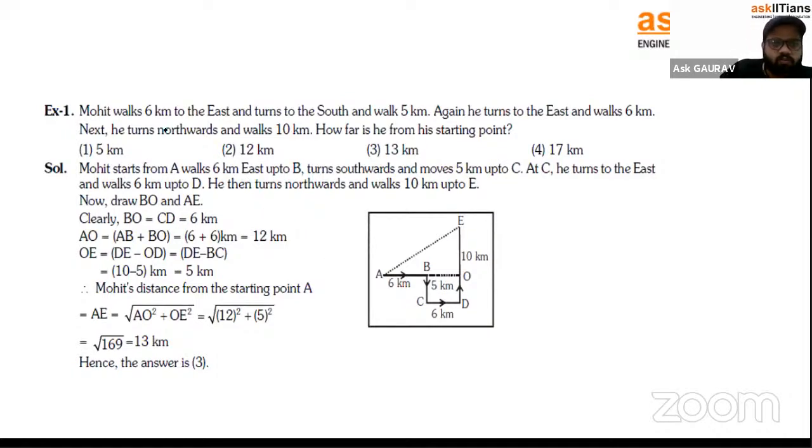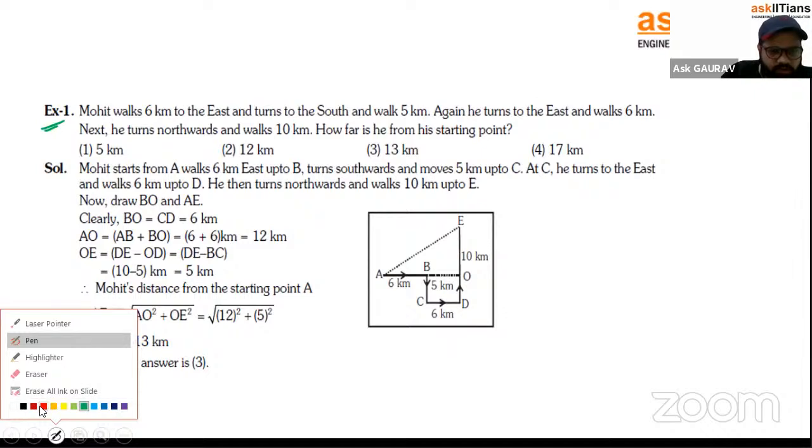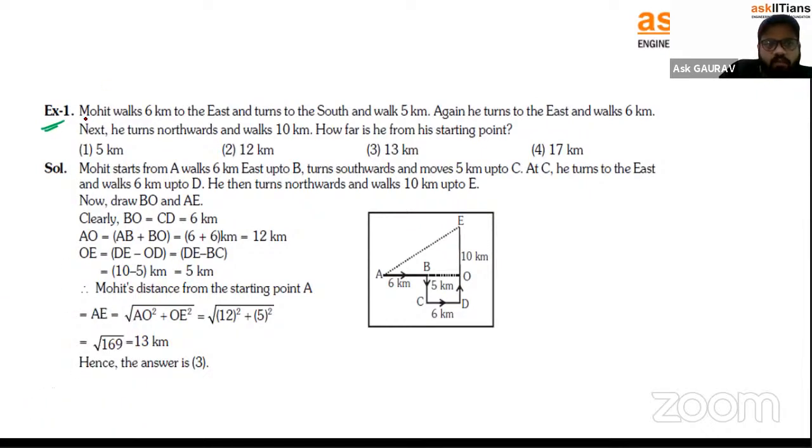Okay, this is example one. We'll try to do this question. Mohit walks 6 kilometers to the east. So let's say Mohit is there, at this point. He walks 6 kilometers to the east. What is east? This is north, this is south, then west, and this is east, right? So Mohit will walk 6 kilometers to the east.